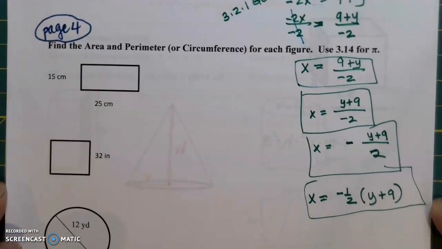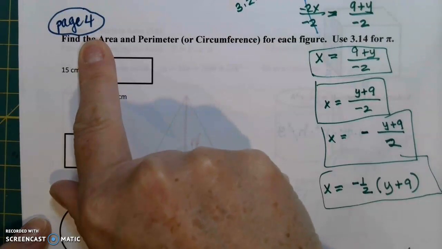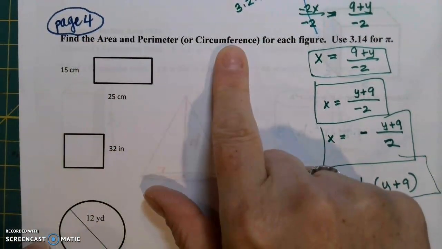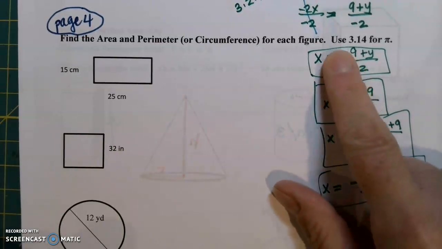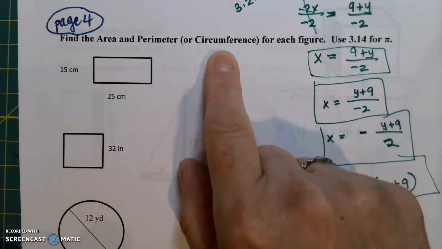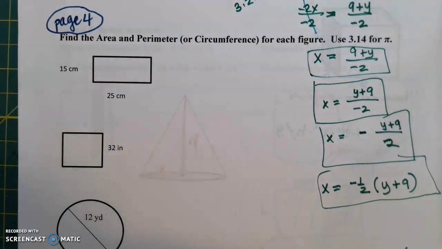All right, so looking at some examples on the geometry ones. We are starting at the bottom of page 4. We're looking for area and perimeter or circumference, depending on the figure, and use 3.14 for pi. Remember, circumference is just the fancy circle word for perimeter. So just use that formula, and don't forget the Math 40 formula sheet. If you have not gotten a copy of that yet, I would recommend it.